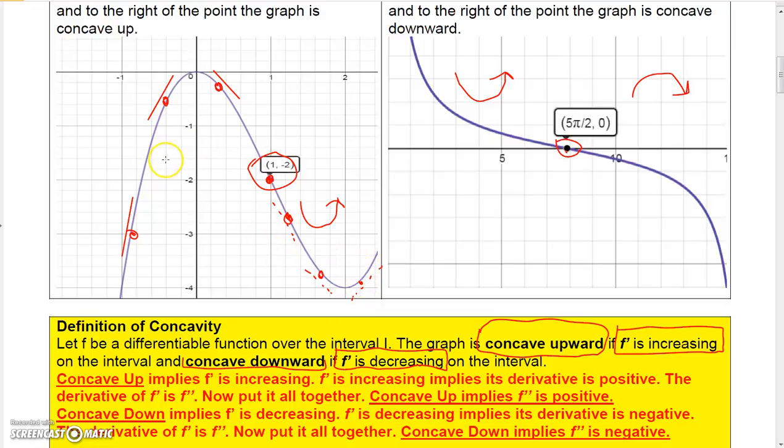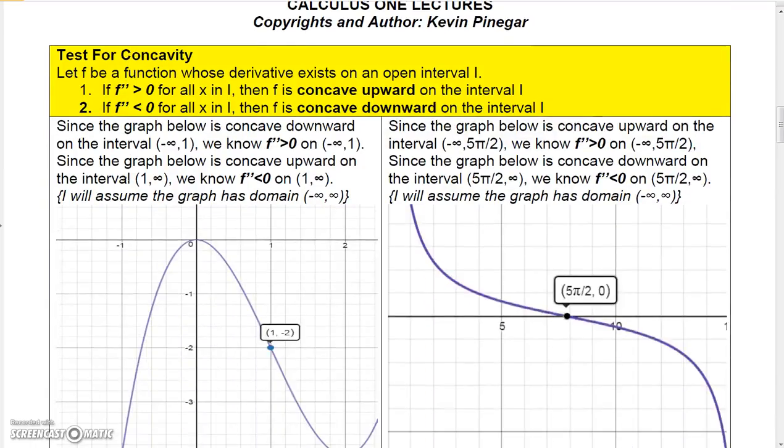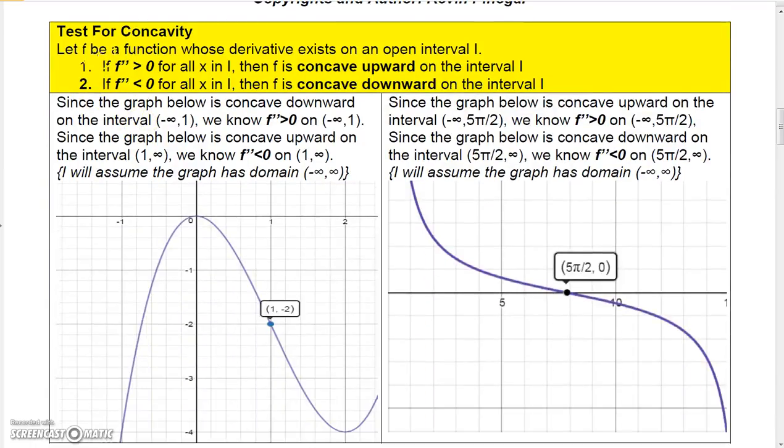So basically when you put it all together, the only way a function can be concave down is if the second derivative is negative, and the only way it can be concave up is if the second derivative is positive. And so that leads us to this test for concavity. It says, let f be a function whose derivative exists on an open interval I. If the second derivative is positive for all x in the interval, then the function is concave upward on the interval. But if the second derivative is negative, then the function is concave downward on that interval.